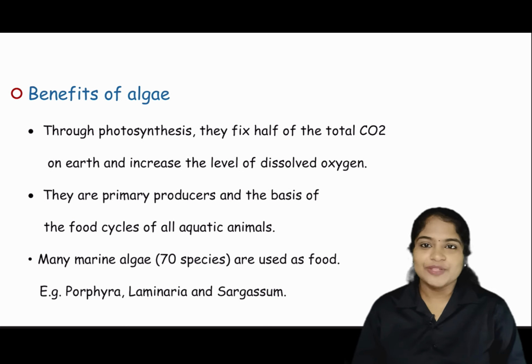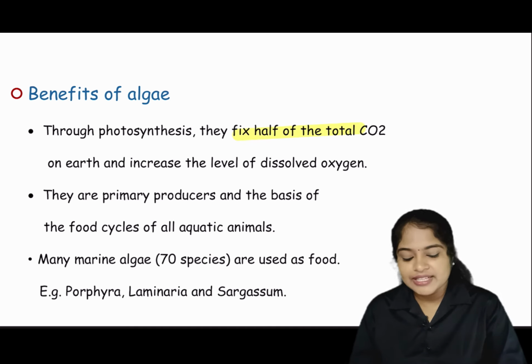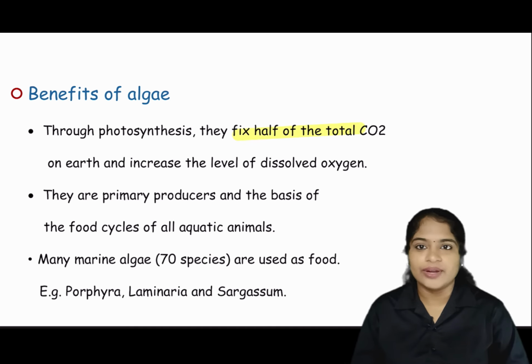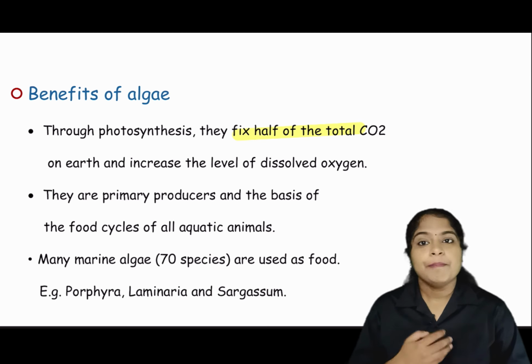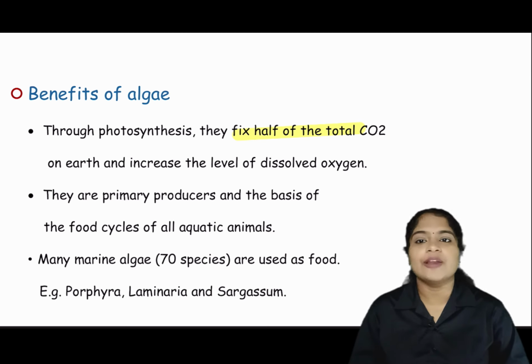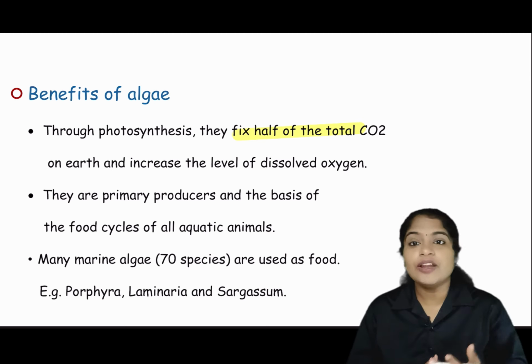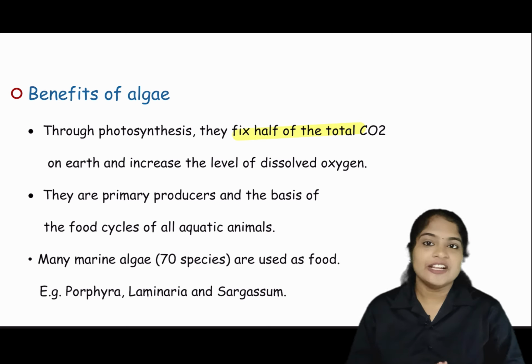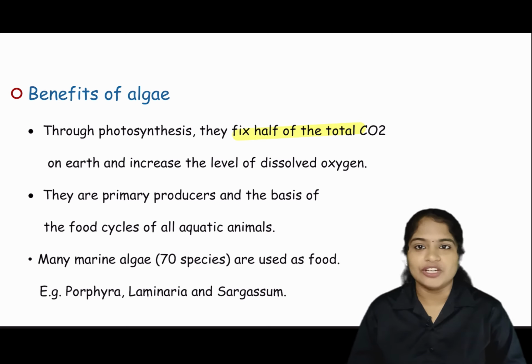Now let us move on to the benefits of algae. Algae are photosynthetic in nature. Since they are photosynthetic, they help in fixing half the amount of total carbon dioxide on earth. How do they do that? During photosynthesis, they utilize carbon dioxide and liberate oxygen, and thus it helps in increasing the dissolved oxygen level in water bodies.